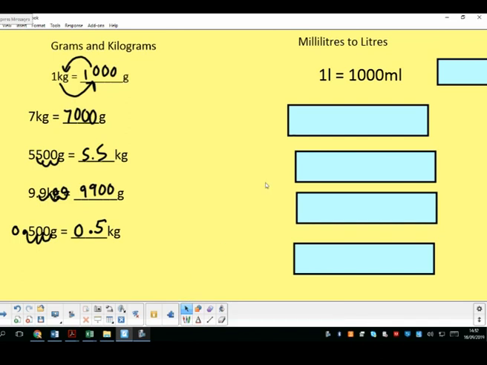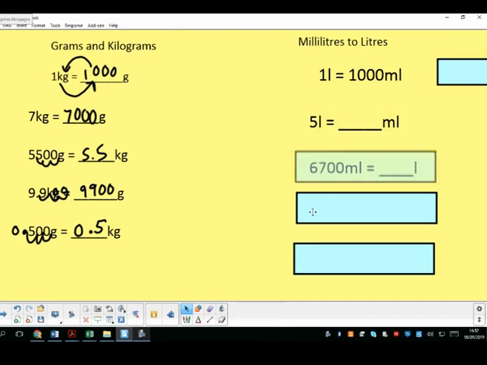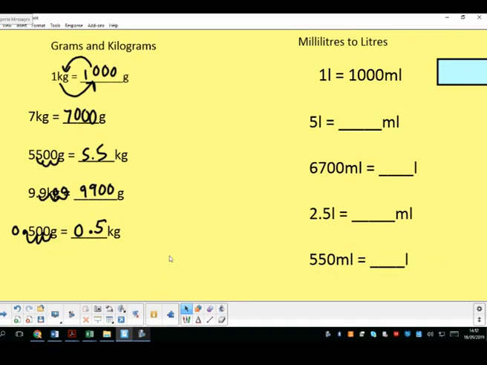Okay. Same method again for our liters to milliliters. So we've got 5 liters. Multiply it by 1,000. Gives us 5,000 milliliters. 6,700 milliliters. We need to divide that by 1,000. So it's 6.7, if we put the point there. 1, 2, 3.